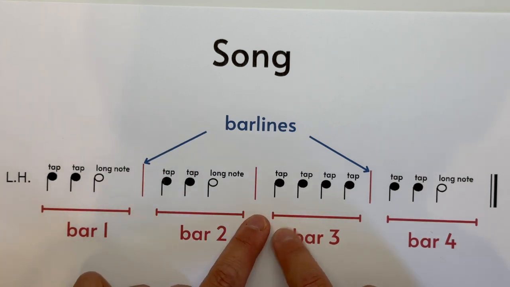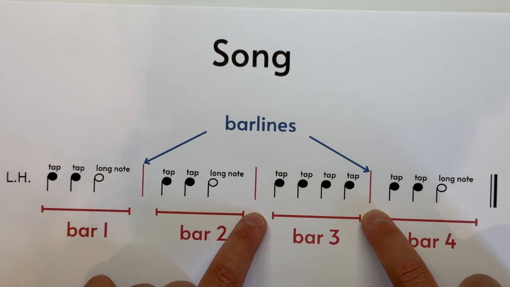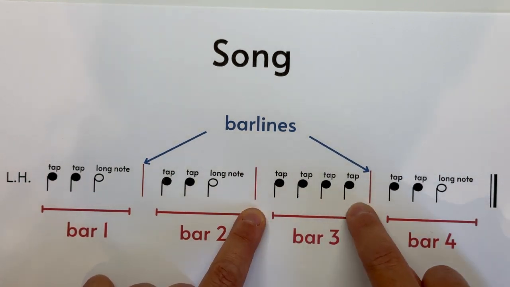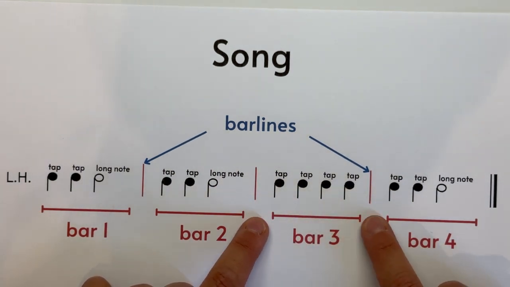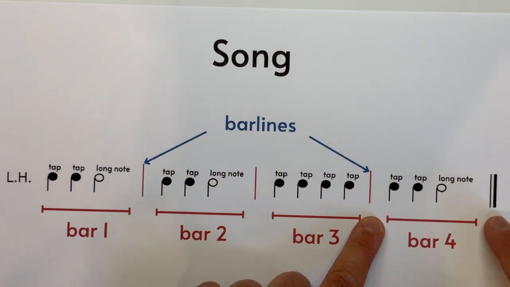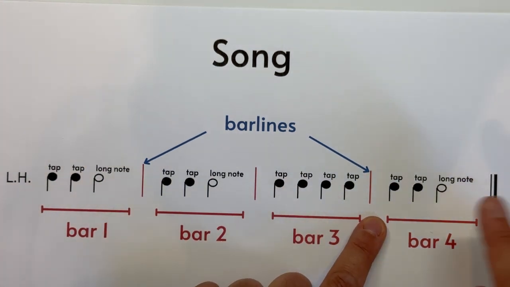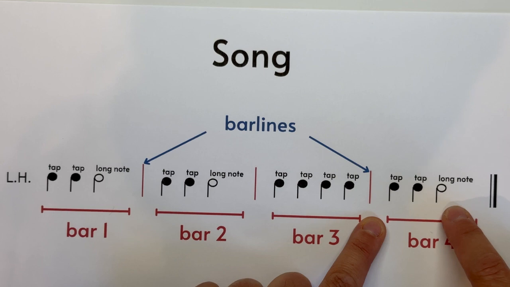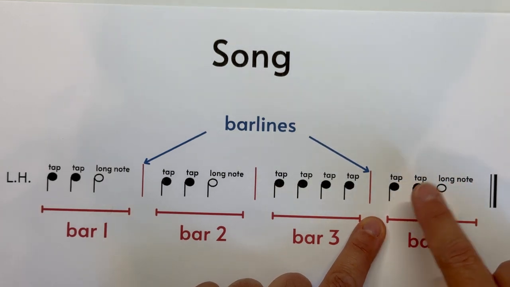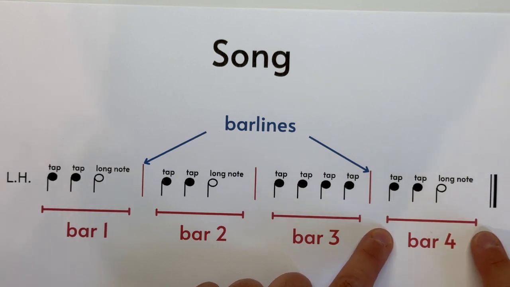Now moving on to my third bar of chocolate, and this is making me very hungry, I don't know about you. In my third bar of chocolate, I have 4 black notes, 4 tap notes. And in my fourth bar of chocolate, I'm lucky, I have 4 bars of chocolate. In my last bar of chocolate, I have 2 black notes and a white note, 2 tap notes, 1 long note. This is my fourth bar of chocolate.